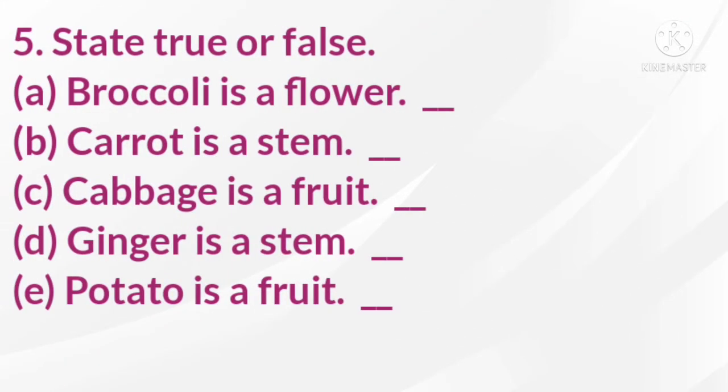Question number 5. State true or false. Number A. Broccoli is a flower. Yes, it's true. Number B. Carrot is a stem. No, it's false. Carrot is a root. Number C.